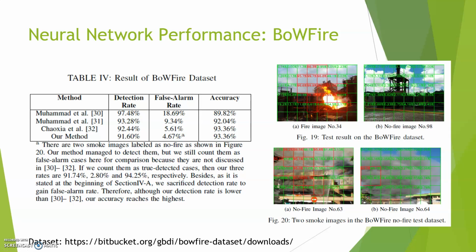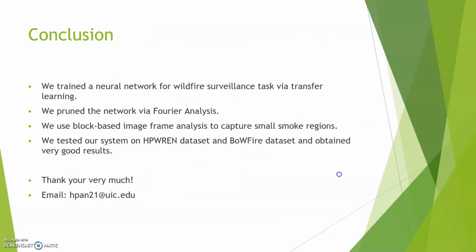and we compare with other state-of-the-art works on the BOWFire dataset. You can see that our system can reach very high accuracy. And it is worth mentioning that these two are labeled as no-fire, but actually they are fire images. But for a fair comparison, because they are not mentioned in these papers, we just count them as false alarm cases. But if we count them as true detected cases, then our accuracy will be higher.